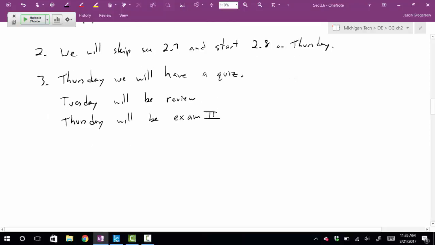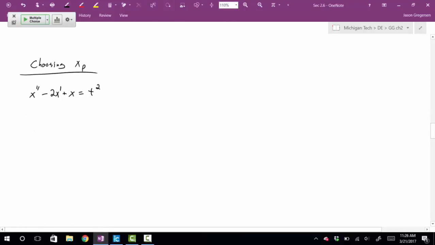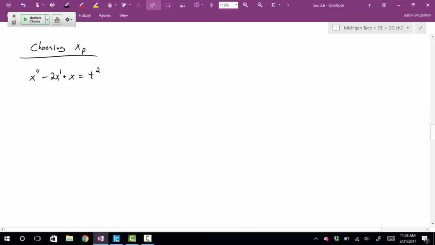All right. Let's finish up undetermined coefficients. Choosing XP. How do we choose XP? Well, here's the new problem. X double prime minus 2x prime plus x equals t squared. A natural starting point might be, hey, let's choose XP to be some number times t squared. That's pretty much what we did last time, right?